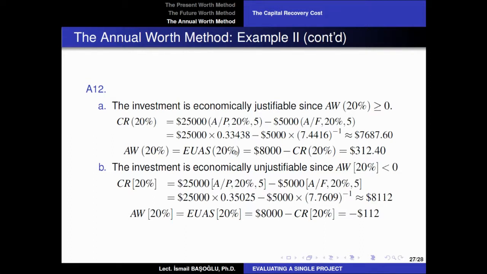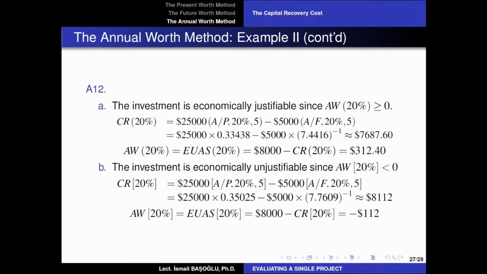And you see how different the values are if you compare these values. Okay. And the capital recovery factor will be more than $8,000 this time. And the annual worth under continuous compounding at 20% minimum attractive rate of return will be $8,000 per year. And from that, we subtract the capital recovery obtained under continuous compounding. This time we will have a negative value, which indicates that this investment is not economically justifiable.